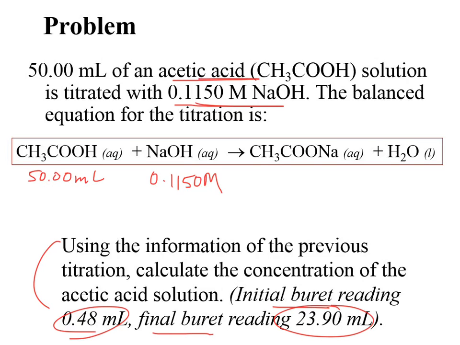Under NaOH, I'm just going to put volume, and I'll do it on the next slide. To get the volume dispensed, we take the final reading, 23.90, and subtract the initial burette reading, 0.48. So that's going to be our volume dispensed: 23.90 minus 0.48.